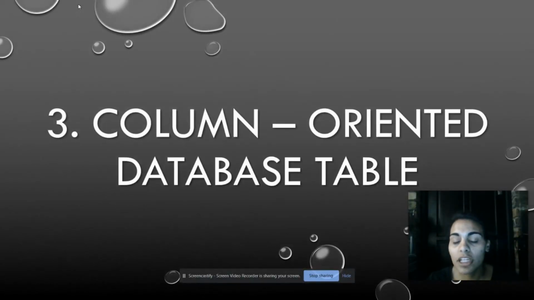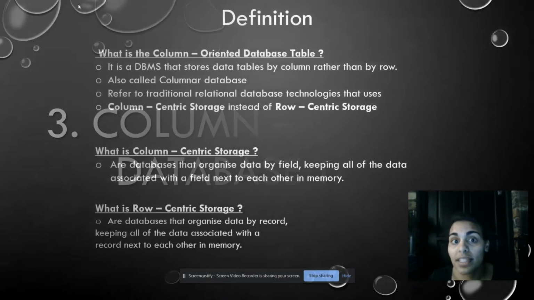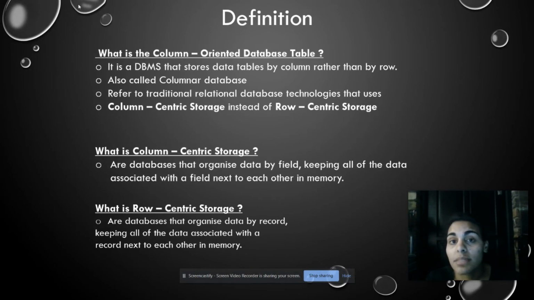Hello, today I'm going to be telling you about column-oriented database tables in NoSQL technology. What is it? It is a database management system that stores data tables by columns rather than by rows, also called a columnar database. It refers to relational database technologies that use column-centric storage instead of row-centric storage. What is column-centric storage? These are databases that organize data by field, keeping all of the data associated with the field next to each other in memory. What is row-centric storage? These are databases that are organized by record, keeping all of the data associated with the record next to each other in memory.